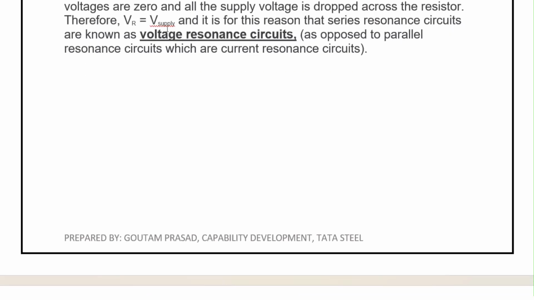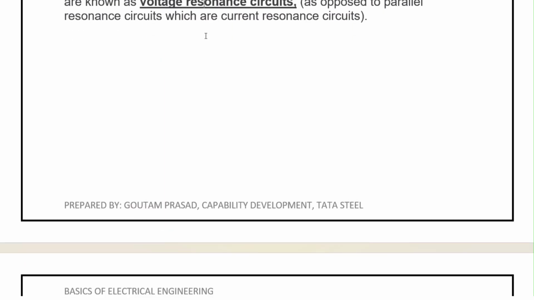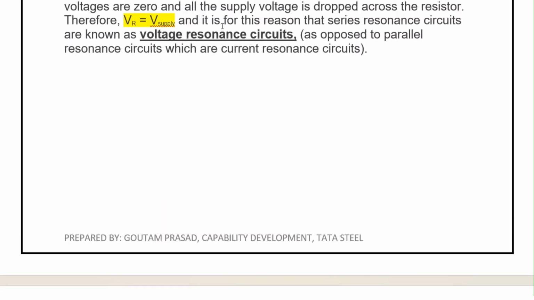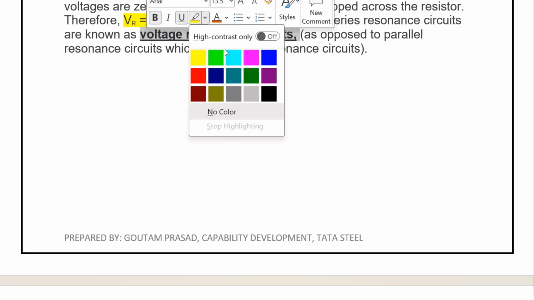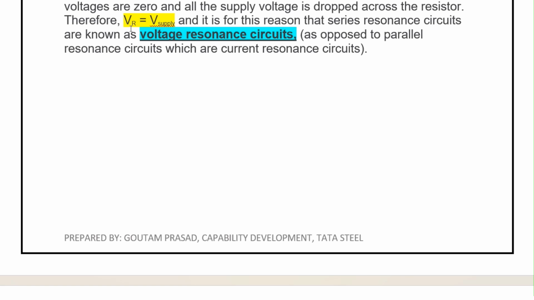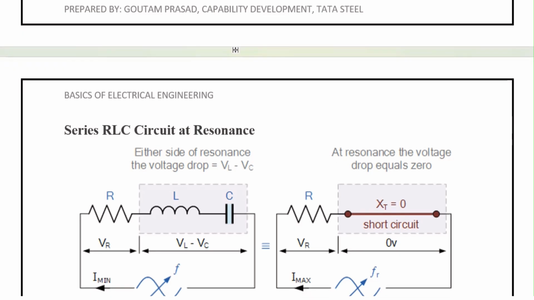Therefore, VR equals the supply voltage. The total voltage that we are applying from the supply side appears across the resistor. So that is why VR is equal to V supply. This is also important to note down. And it is for this reason that the series resonant circuit is also known as the voltage resonant circuit. Why has this name been given? Because the total supply voltage appears across the resistor, right?